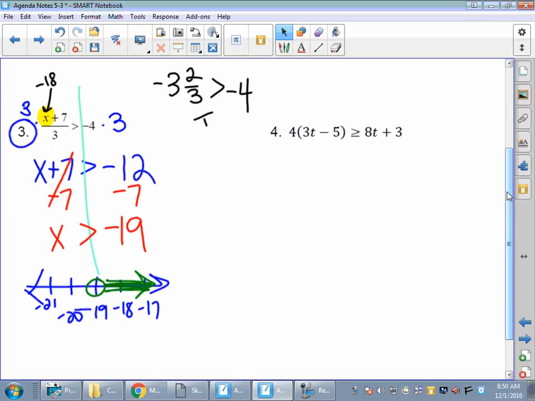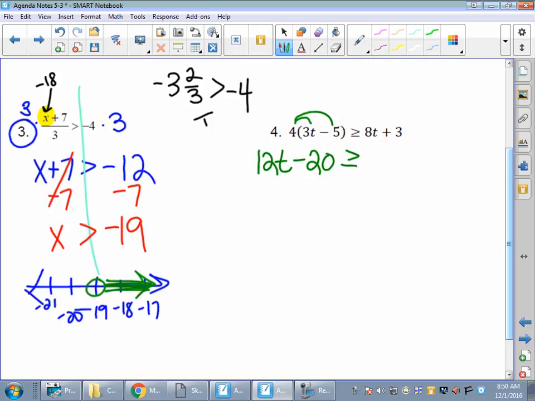Number 4, I've got some parentheses in this problem, so I'm going to distribute. So when I distribute, I get 12t minus 20 greater than or equal to 8t plus 3. Feel free to put that line down the middle if you like. If I look at either side of that inequality, I don't have any like terms. All I've got on the left is a 12t and a minus 20. Those are not like terms. All I've got on the right is an 8t and a plus 3. Those are not like terms.